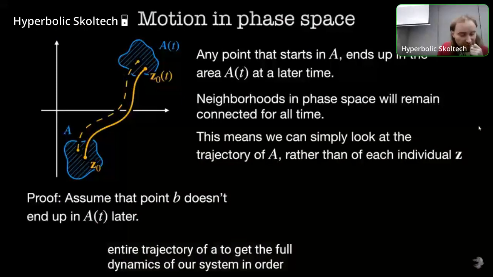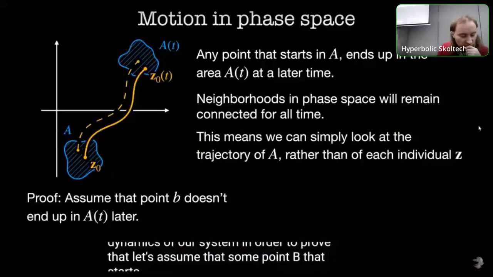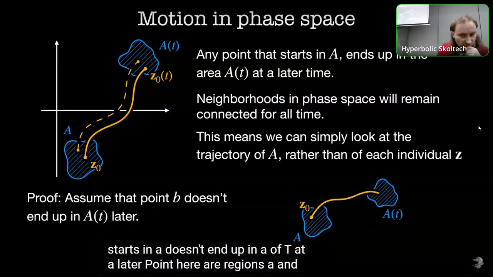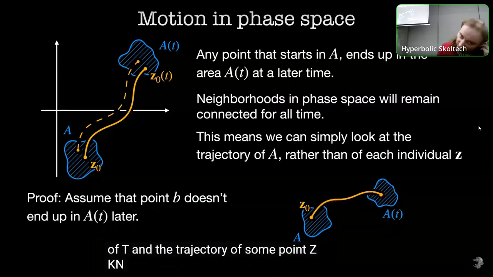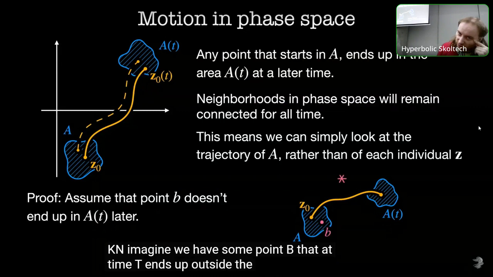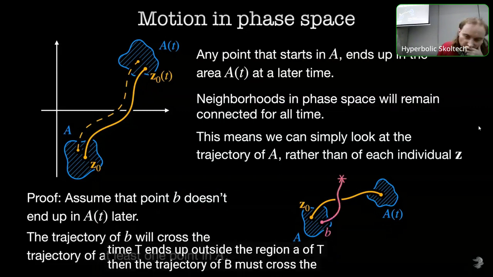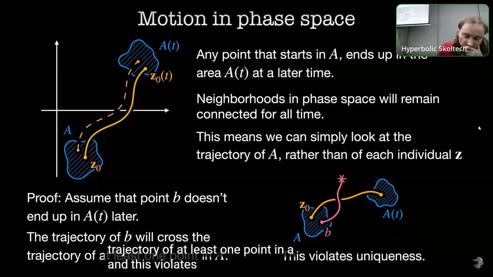In order to prove that, let's assume that some point B that starts in A doesn't end up in A of t at a later point. Here are regions A and A of t, and the trajectory of some point Z naught. Imagine we have some point B that at time t ends up outside the region A of t. Then the trajectory of B must cross the trajectory of at least one point in A, and this violates uniqueness.